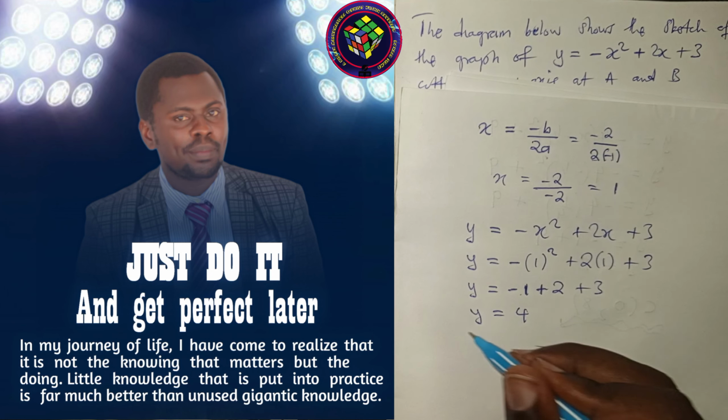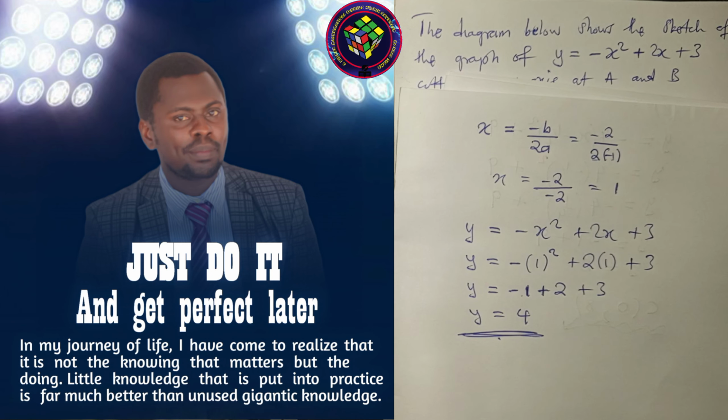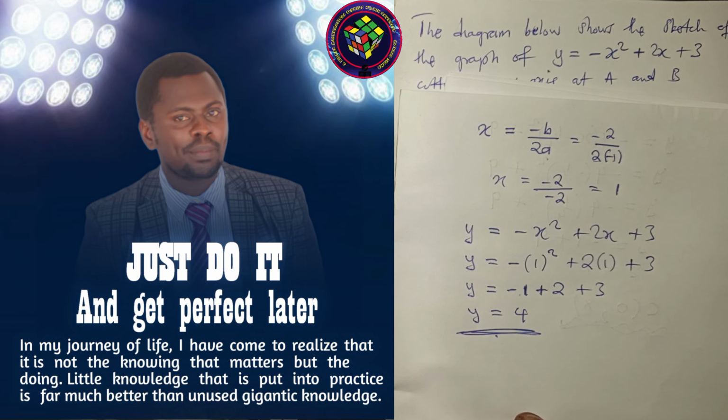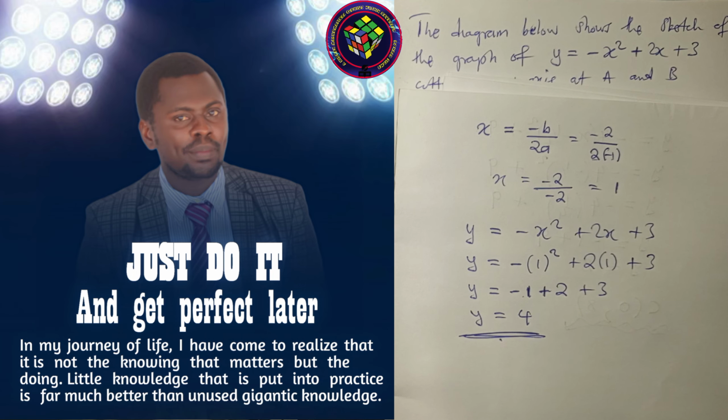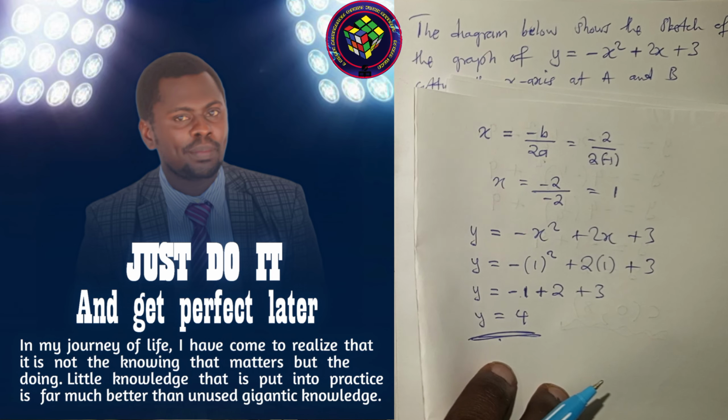So the maximum value for the graph is y is equal to 4. So if you are told to find the maximum value of the graph or the minimum value, just know that you get the y coordinate of the turning point. So this is how you perform calculations.